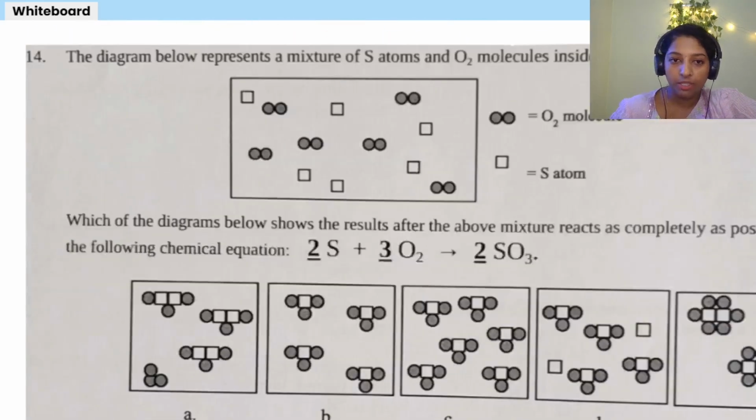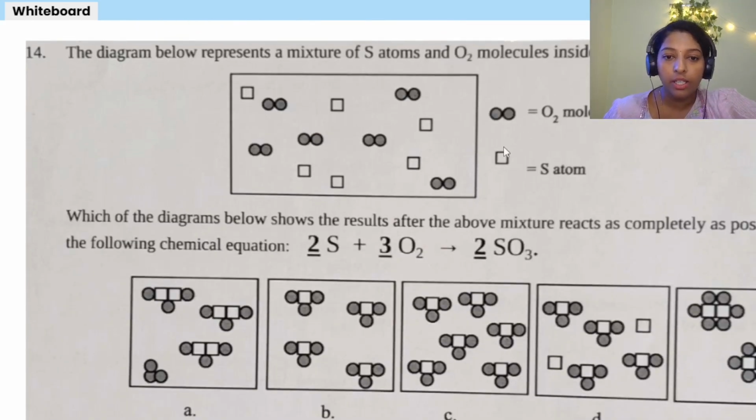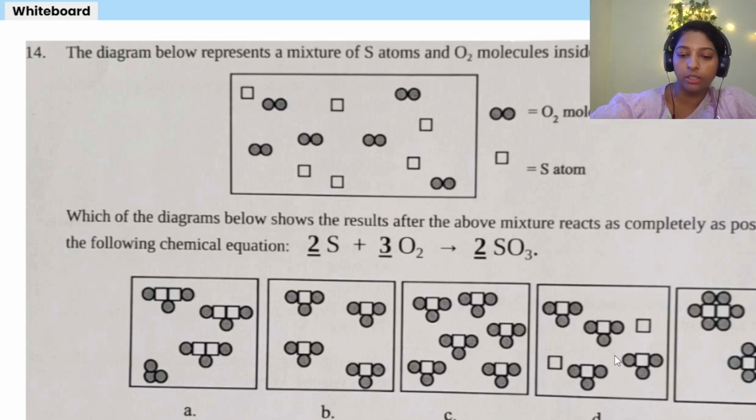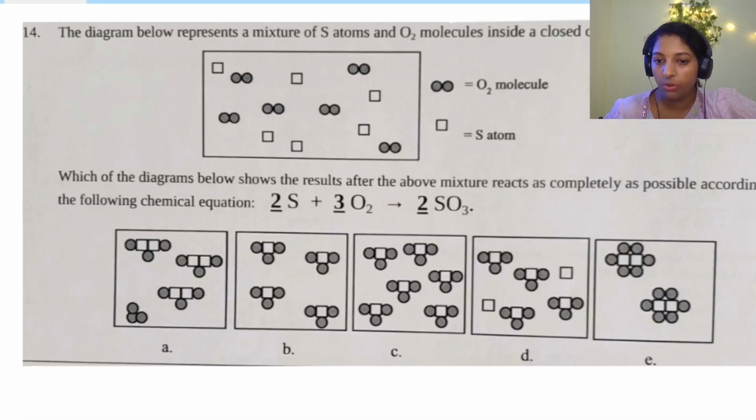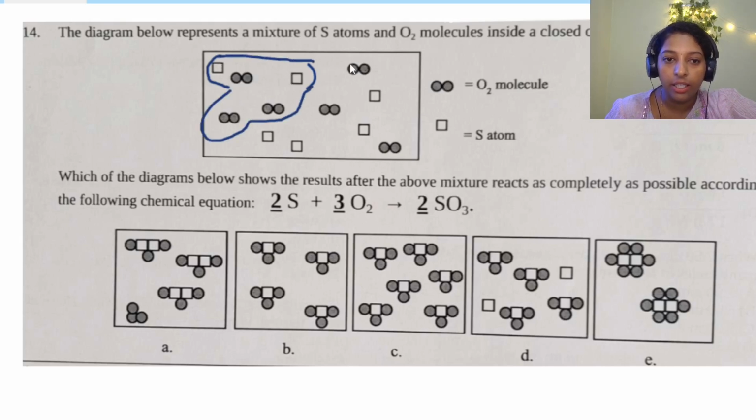Okay. Similarly, another diagram question is this one. Here also 2S and 3O2 give 2SO3, and see the representation. S means this rectangle and O2 means this diatomic diagram. Same thing, you have to draw the particular diagram. ABCD MCQ options are there, so you can draw it. Same way, 2S and 3O2. So you can take 2 rectangles, and draw 3O2 here.